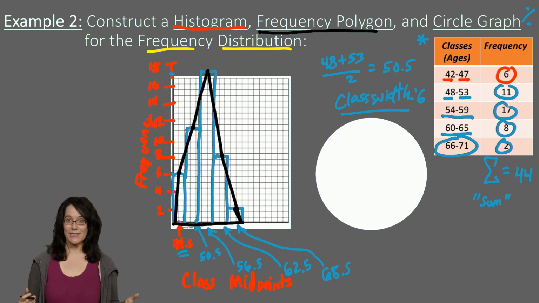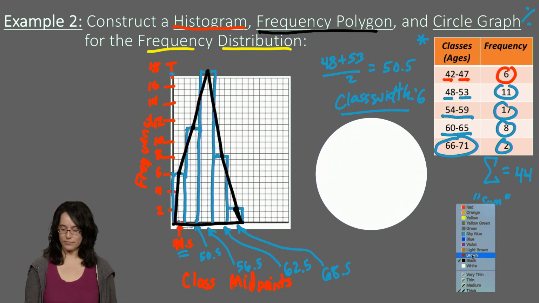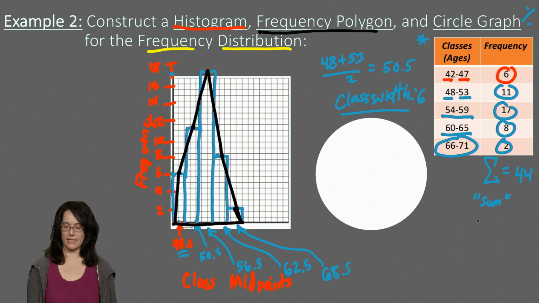Okay, the last graph that we have to make is the circle graph, also known as the pie chart. So in order to do that, what did we say we needed? That's right, we need percentages. Okay, so how do we get those percentages? We need the total. There are 44 items in this data set. So we want to know what percentage or what part of the total is represented by each class. So for the first one, to get its percentage, we would do 6 divided by 44, which does reduce to 3 over 22 or 14%.